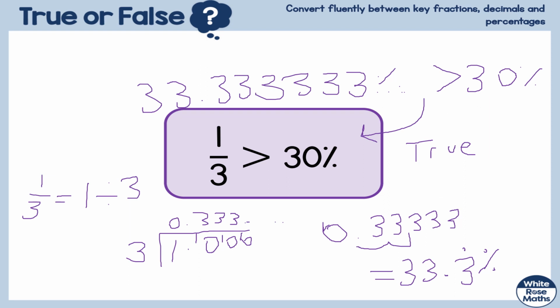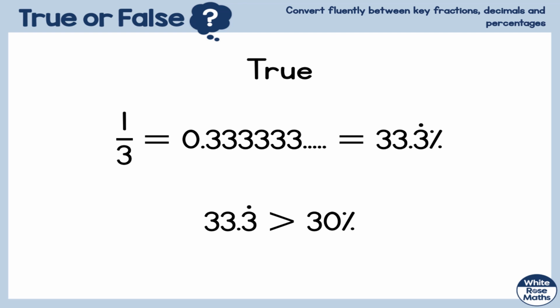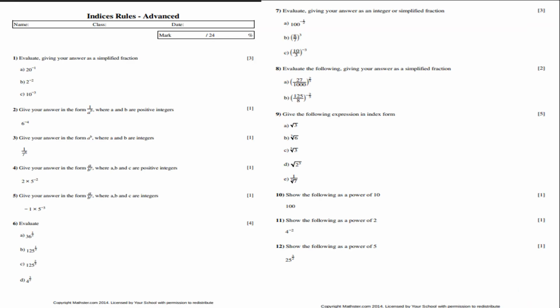So I did the top divided by the bottom to convert it into a decimal, and to go from a decimal to a percentage, I times it by 100. So make sure that you are happy with the key fractions, decimals and percentage equivalents for your GCSE exam. So again, it's false there. Oh, sorry, it's true. Sorry, I apologize. Yeah, it's true, not false. And here is the White Rose Maths scheme of answers to that question.